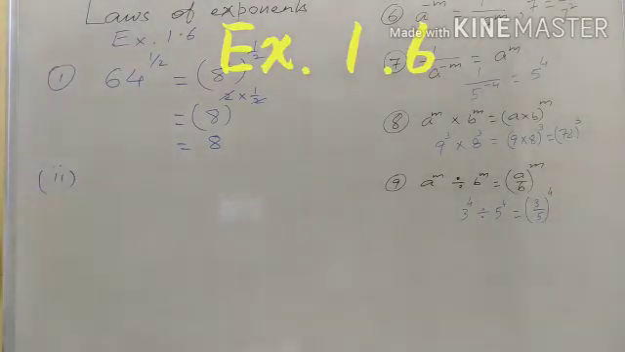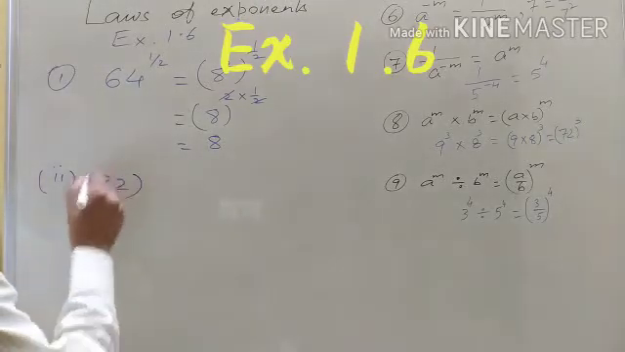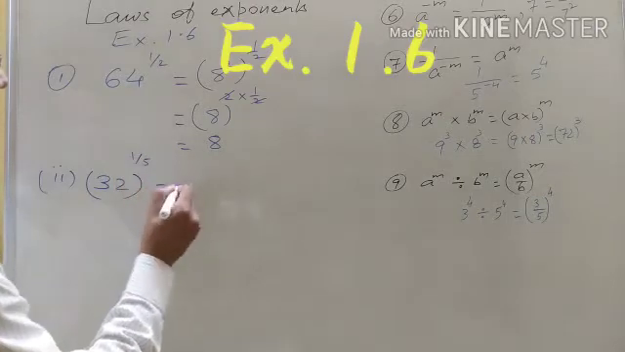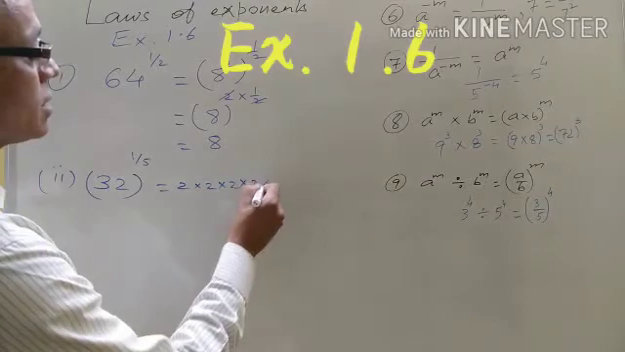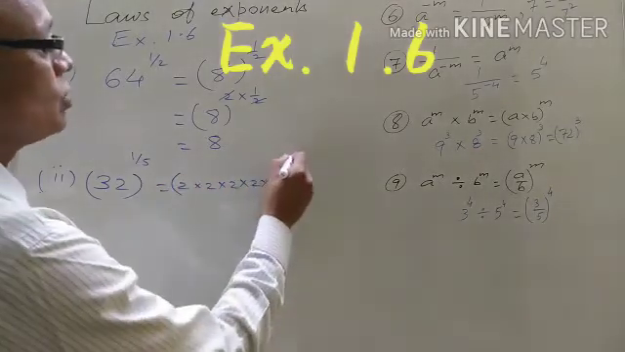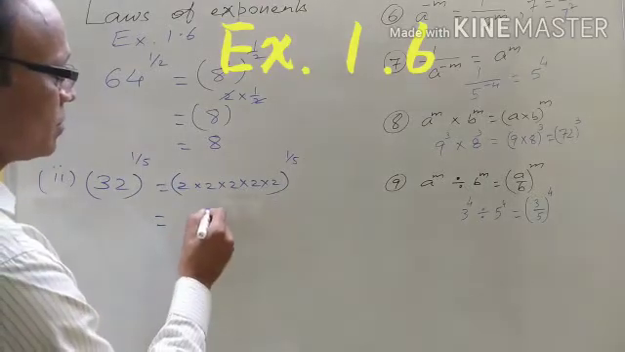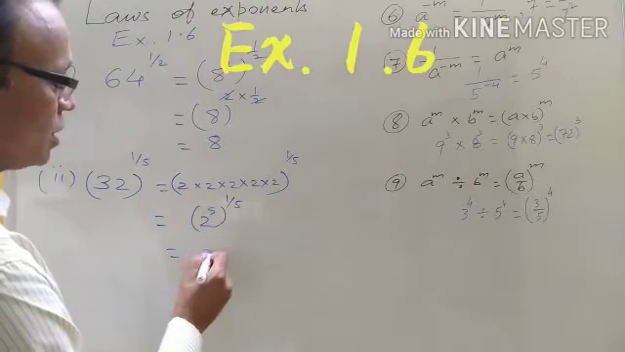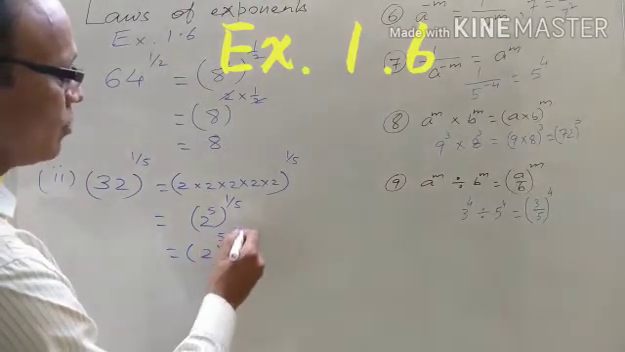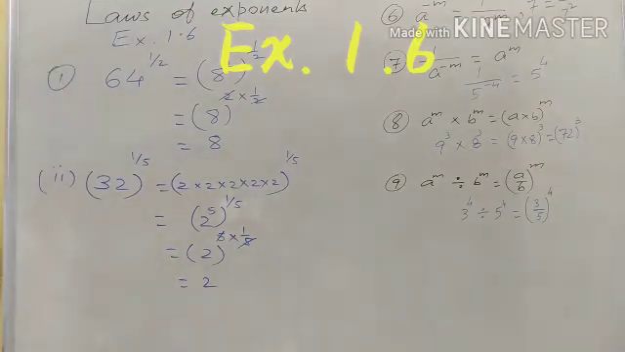The second one, we consider 32 to the power 1 upon 5. 32, we know that 2 twos are 4, 2 fours are 8, 2 eights are 16, 2 sixteens are 32. To the power 1 by 5. How many times? 5 times. So 2 to the power 5, 1 upon 5. So it becomes 2 to the power 5 into 1 upon 5. This cancelled. The result becomes 2.